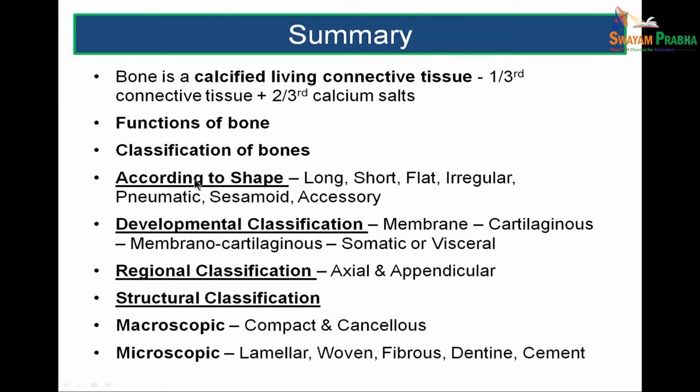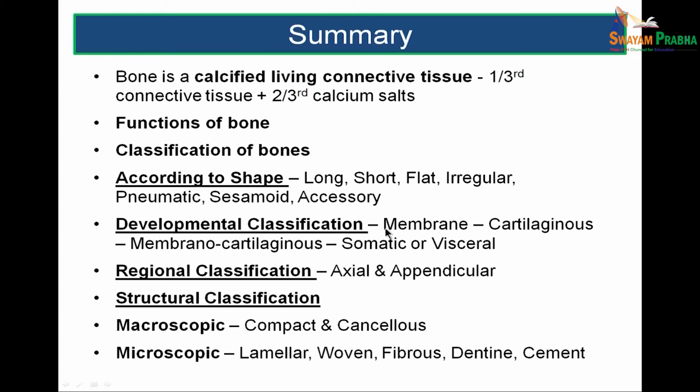To summarize, bone is a calcified living connective tissue made up of connective tissue and calcium salts. The functions of bone we have just gone through: levers for the muscles, supports the body, protects internal organs, to name a few. Classification of bones according to shape: we have studied long, short, flat, irregular, pneumatic, sesamoid and accessory bones.